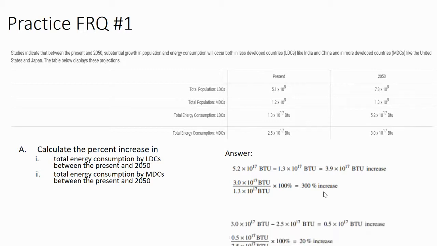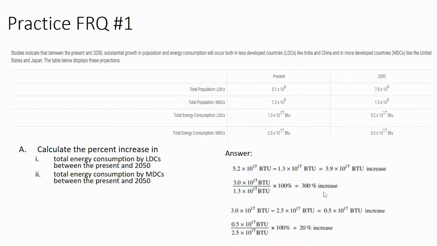Looking at MDCs, we're going to set it up pretty much the same exact way. We're going to take our final minus our initial over the initial times 100, and that's going to give us about a 20% increase from now to about 2050. And remember, we see these increases because we're seeing an increase in population, which we know is going to further that energy demand.